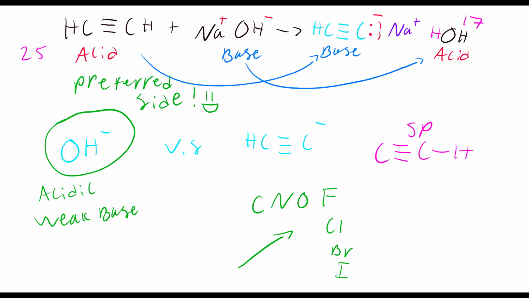It's more preferred. It's a weaker acid, right? And because it is a weaker acid, we prefer it. Nature tends to prefer the weaker stuff. And so we're going to go completely to this side of the reaction. Alright? Hope you understand that. We're going to do a few more practice problems.